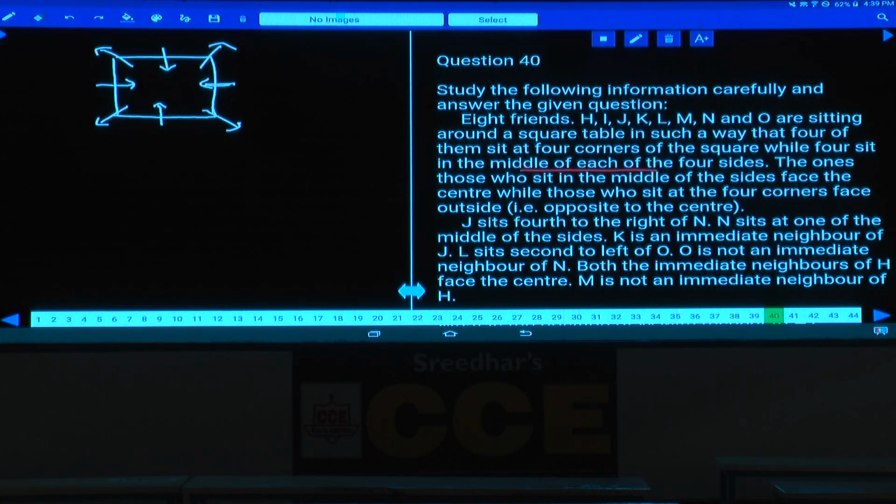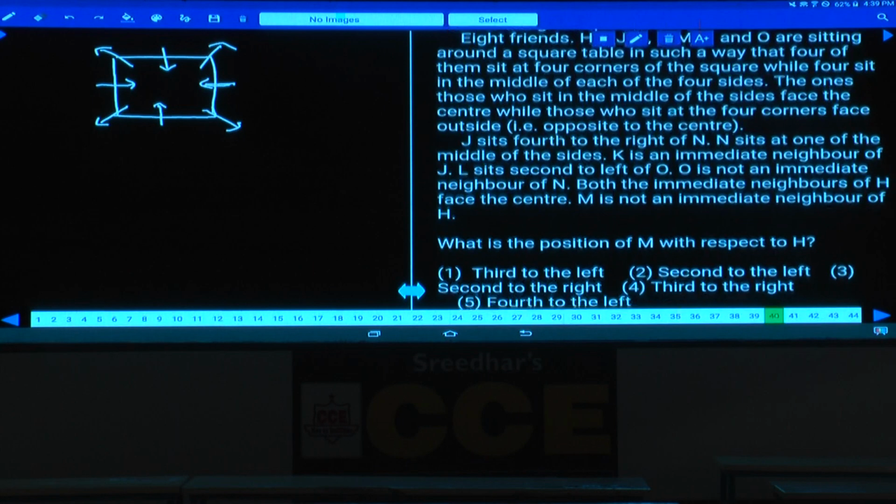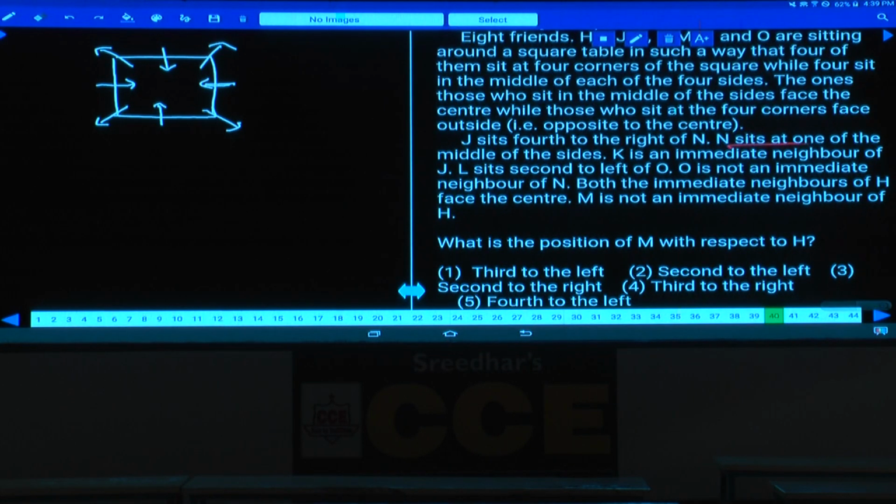Then J sits fourth to the right of N. N sits at one of the middle of the sides. Information clearly specified. As N is at one of the middle of the sides, we can fix this N at any one of these 4 middle positions. J sits fourth to the right of N, which is nothing but N and J being opposite to each other. K is an immediate neighbor of J.